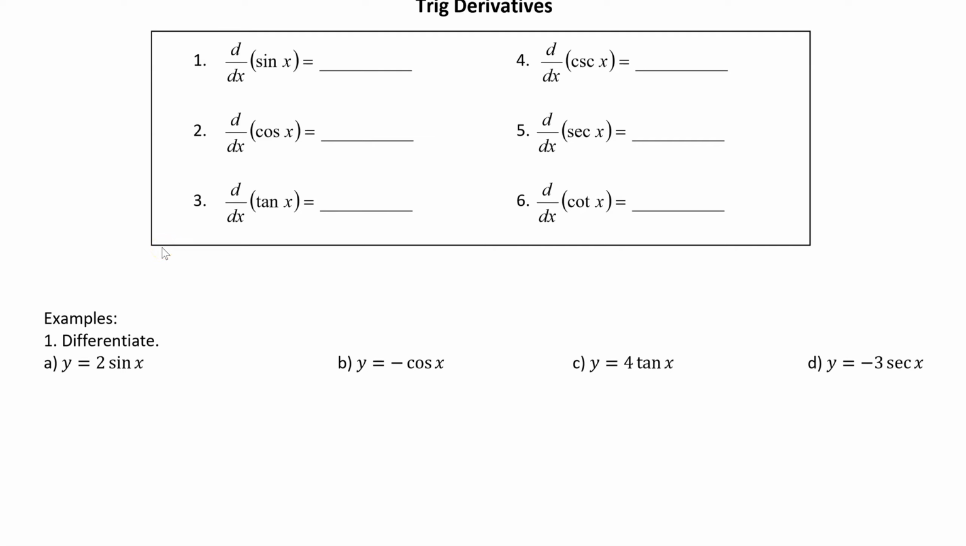This is an introduction to the derivatives with trig functions. So we have our 6 trig functions here: sine, cosecant, cosine, secant, tangent, and cotangent. And we're going to look for patterns so that you can easily remember these. Sine and cosine, we don't have to really worry about it.